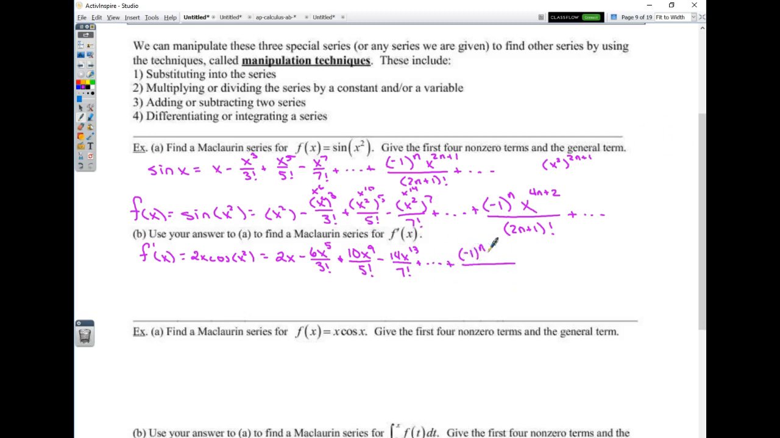Negative 1 to the n. What on earth is this going to be? First off, I've got to deal with this 2, 6, 10, and 14. So how to get 2, 6, 10, 14?